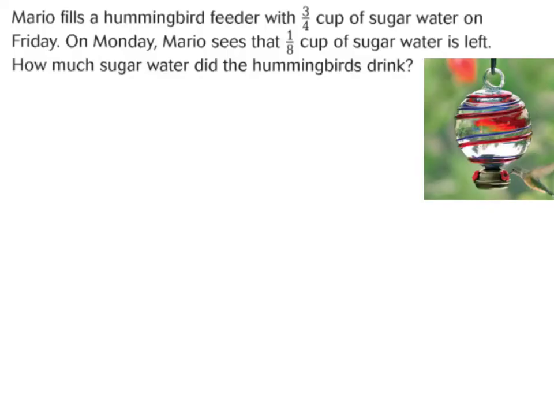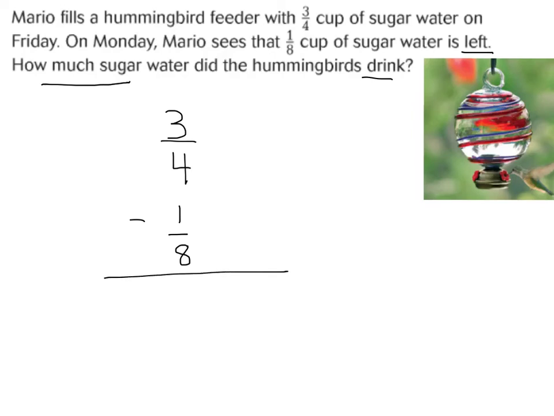Okay, this last question we're going to do together says Mario fills a hummingbird feeder with 3/4 cups of sugar water on Friday. So go ahead in your notes and write 3/4. On Monday, Mario sees that 1/8 cup of sugar water is left. So we're going to subtract 1/8. When it says how much sugar water did the hummingbirds drink, you know that they're taking it away from the hummingbird feeder, so you know it's going to be subtracting. So 3/4 minus 1/8. Go ahead, pause the video, and solve this one on your own.